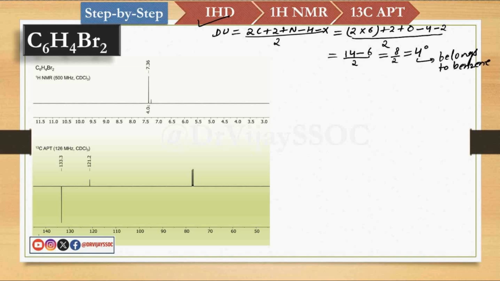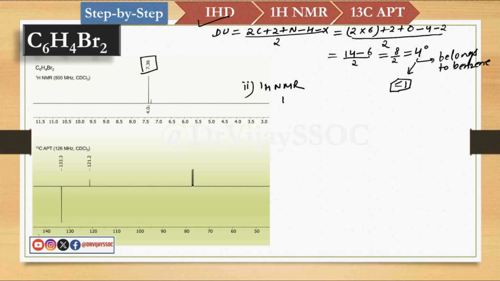If it belongs to the benzene ring, then the NMR must show the signal in the aromatic region. So let's look. The 7.36 ppm signal indicates that this compound has a benzene ring. So the 4 degrees go to the benzene ring. Now look at the 1H NMR more carefully.